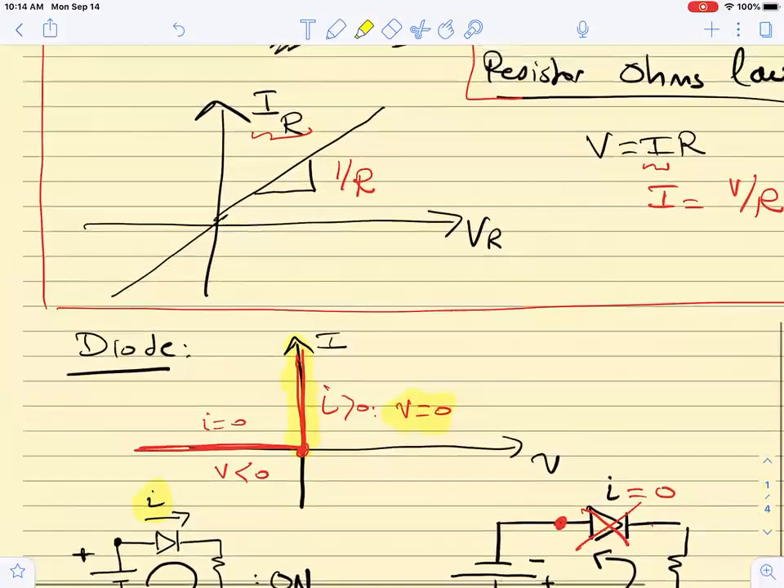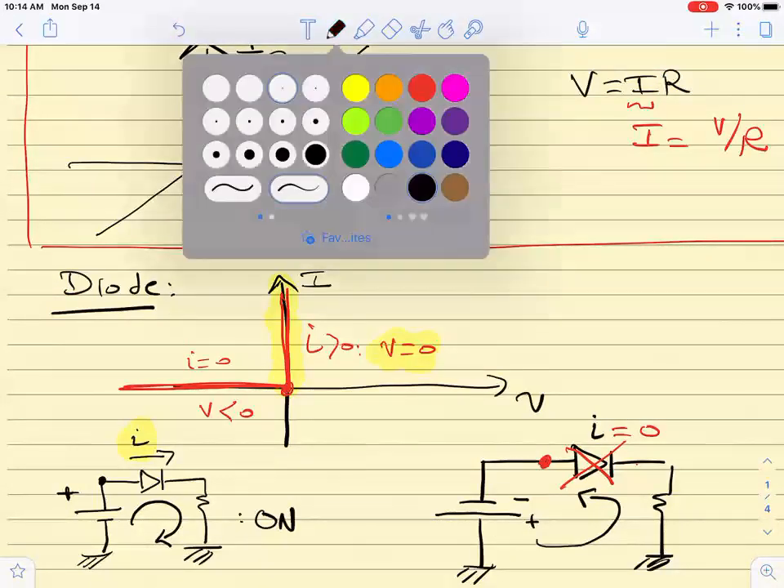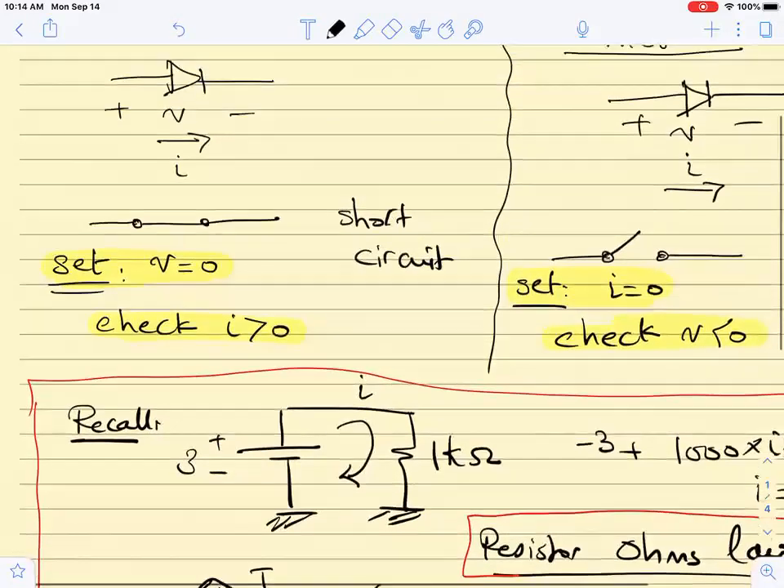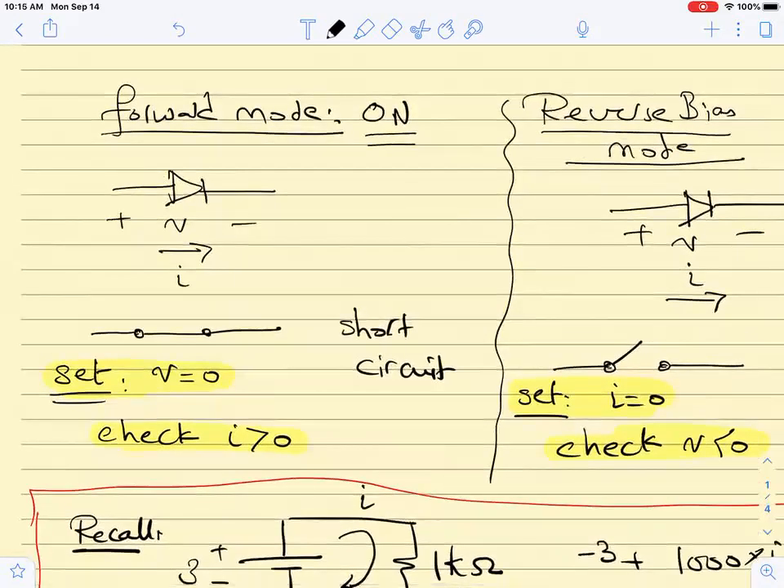How do I solve it? Let me ask you this question: if I want to solve and I don't really know what region of operation the diode is in, what do I do? What options do I have? Either on or off. I know how to replace the diode with a linear circuit element, something tangible: open circuit or short circuit, right? Yes. So I have two options.